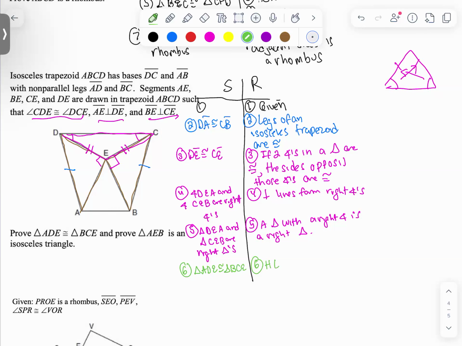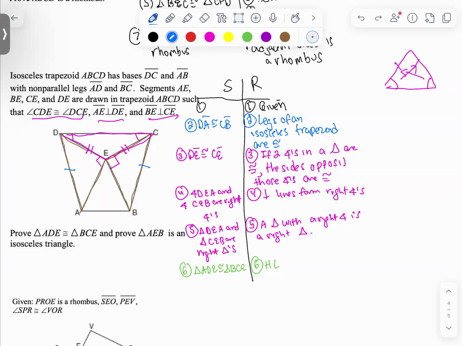This is not the only way to do it. Another way to do this proof is that another property of isosceles trapezoids is that the base angles are congruent, and you can use subtraction to get this angle, and then you can use either AAS or angle side angle. So as long as you have the information for it in your proof, all of those are options. I just went with HL because we don't really do a lot of HL, so I figured it's good to show HL here. The second part of the proof is to prove that AEB is an isosceles triangle.